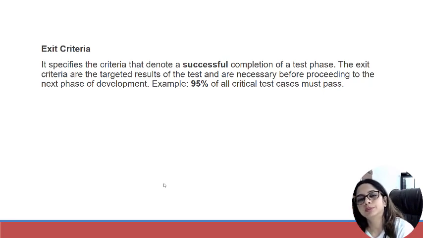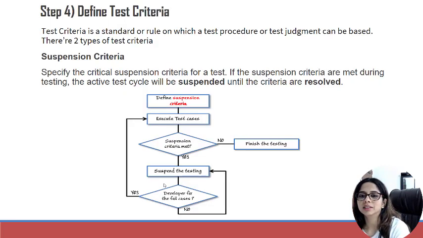So maybe there's an example like, okay, 95% of all critical issues are resolved. So when everything is okay, now you can say, okay, fine, I have to now exit testing. That is, I have done my testing. I am okay now to go ahead. So that is exit criteria. So 2 criteria here, suspension and exit criteria.